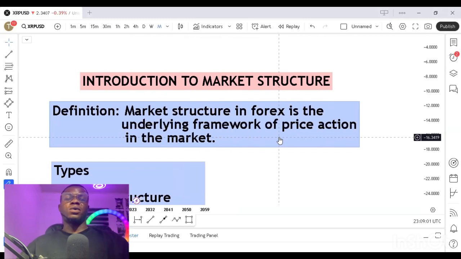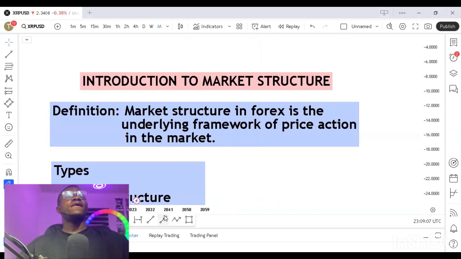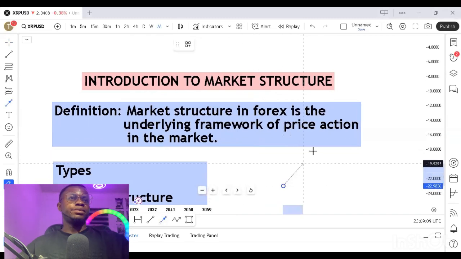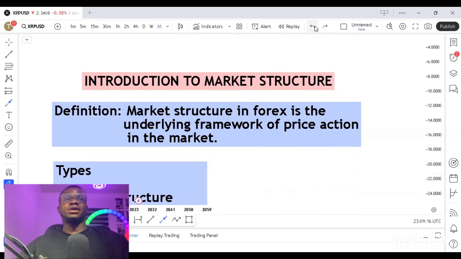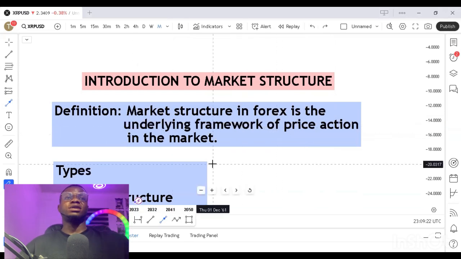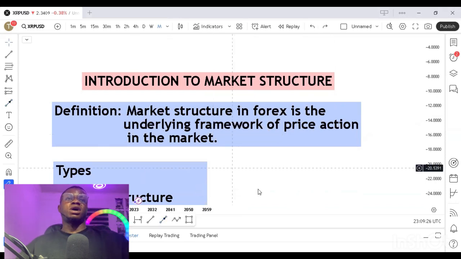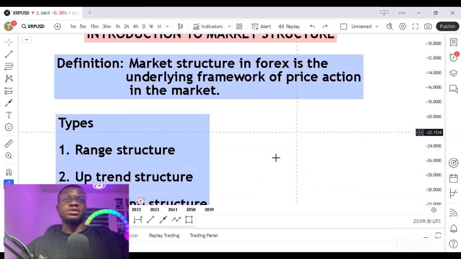So what I want you to understand is the orders that are coming into the Forex market are either the buy orders to the up or sell orders to the down. So these are the 2 orders that come into the market, buy or sell. Okay, so your underlying framework of price action, that simply means you are drawing lines, your underlying framework of the buy and sell orders coming into the market. All right, as simple as that. Don't bother yourself too much about it.